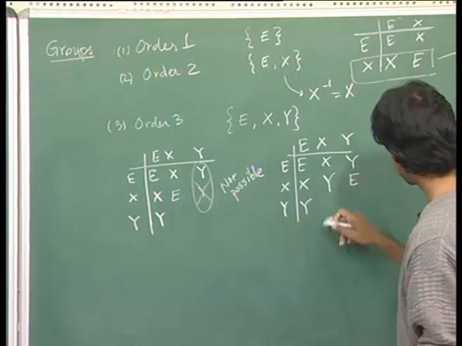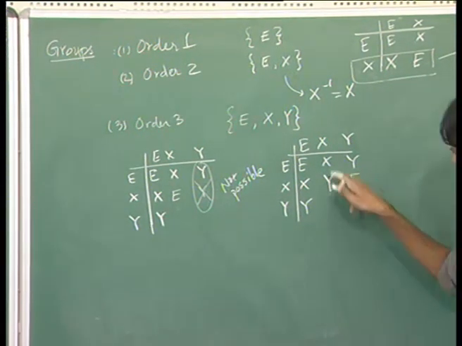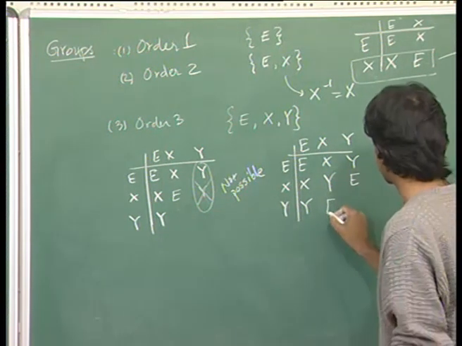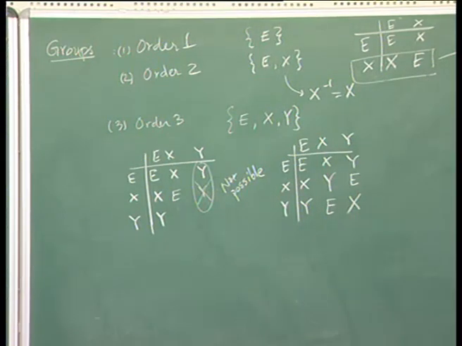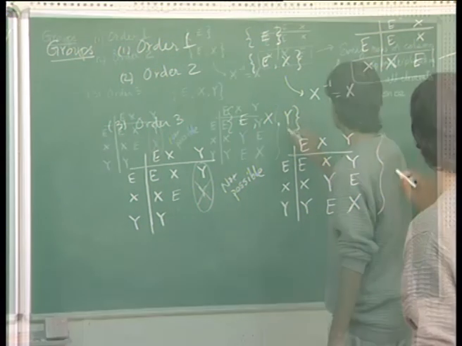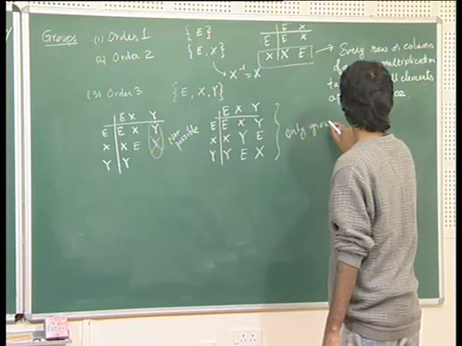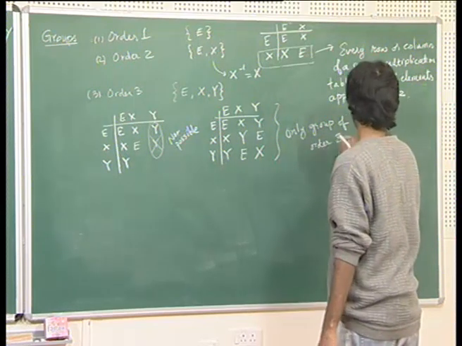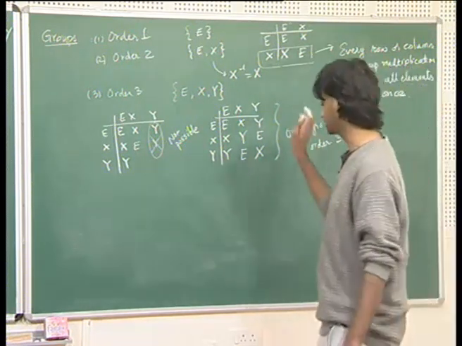Then this element has to be E because X, Y, E has to appear in this row, and this has to be X. So this is the only group of order 3. So there is only one group of order 3, and that has to be this.